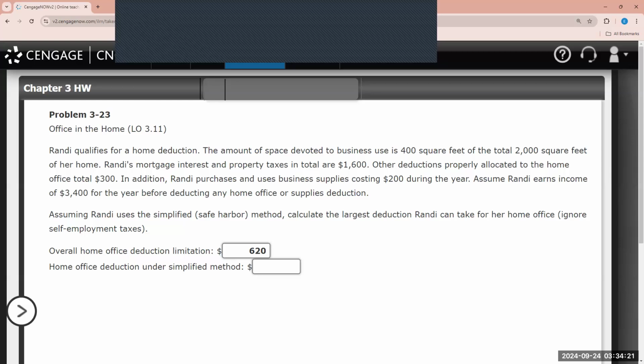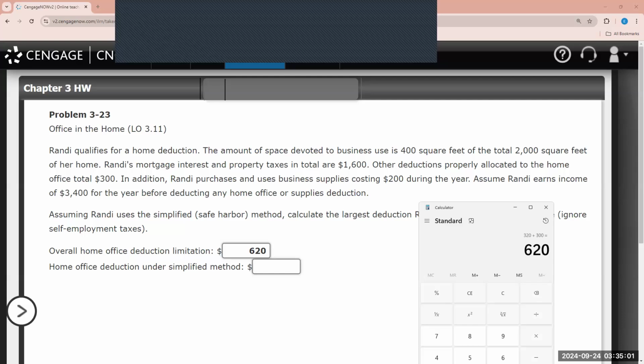Now, in an effort to reduce the complexity of this home office deduction, the IRS utilizes a simplified method. Under what's called the safe harbor, the taxpayer is allowed to deduct home office expenses at an applicable rate. In 2023, it's $5 per square foot, but the maximum is 300 square feet. So simply stated, the maximum square footage is 300, and if it's $5 per square foot, then the maximum amount would be $1,500.